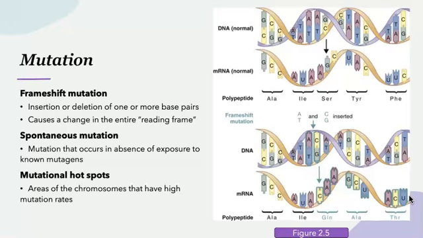We also have something called a frameshift mutation, and this is when we have an insertion or deletion of one or more base pairs, and this can cause a change in the entire reading frame. So once again, here we have our normal process where we created our mRNA strand. You can see the amino acids down over here. When we have the frameshift, we see that instead of AT here, we have ATCG. And so that is going to change the corresponding nucleotide here on our mRNA strand.